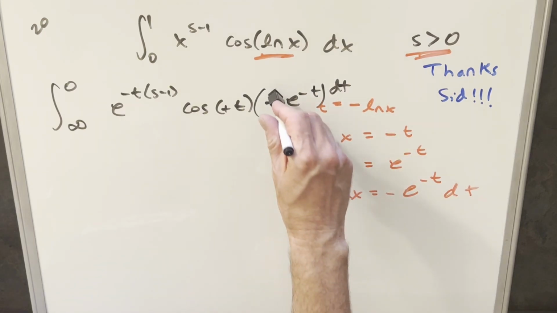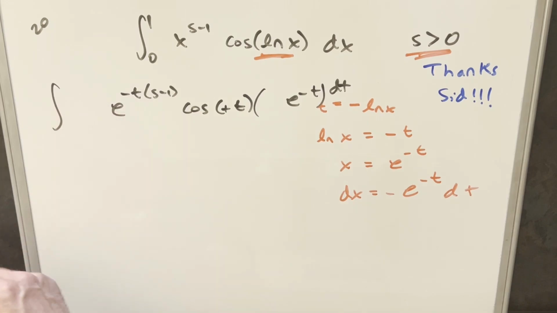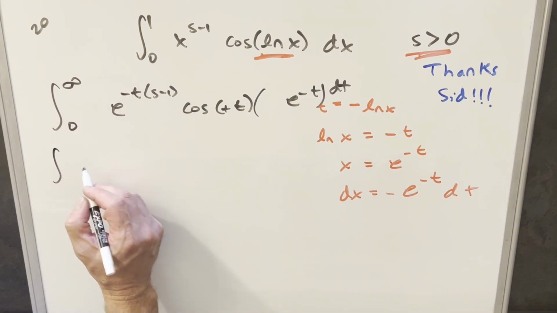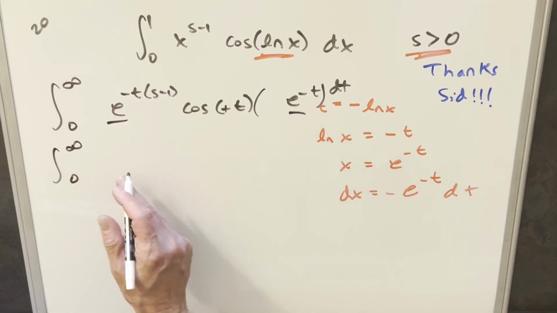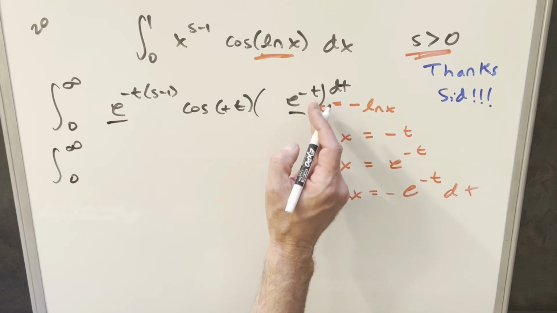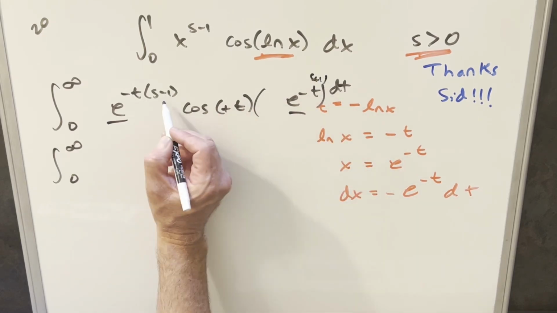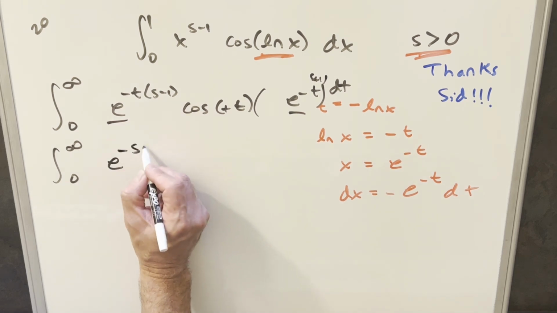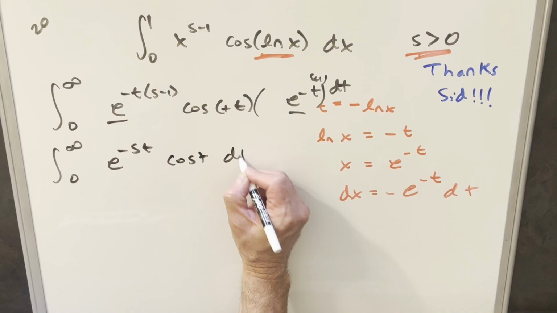Now from here, let's take this minus sign, bring it up front, and use this to swap the bounds. So now we'll be going from 0 to infinity. And then I can rewrite this. Here we've got the same base, e and e, and they both have minus t in common. So think of this like minus t with a plus 1, and here's the minus 1. So when we put this together, this is just going to become e^(-st) times cosine t dt.